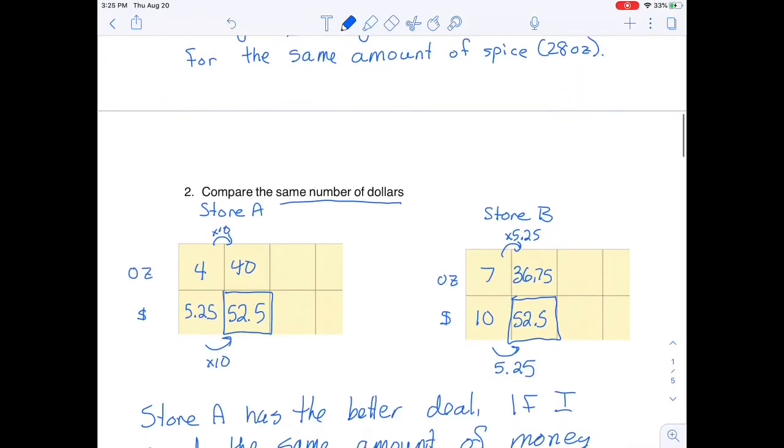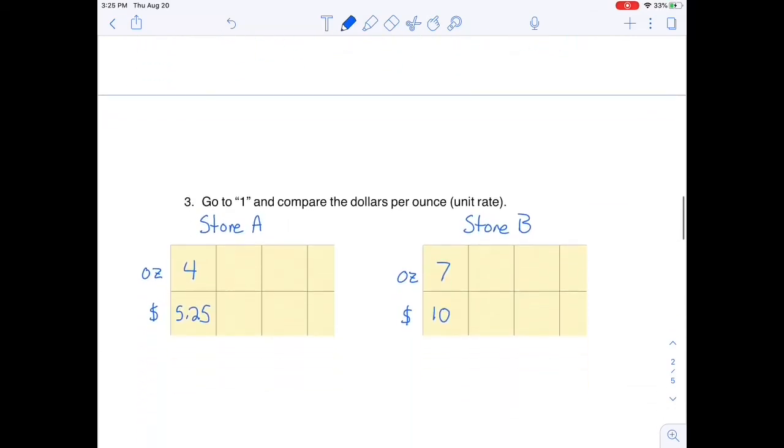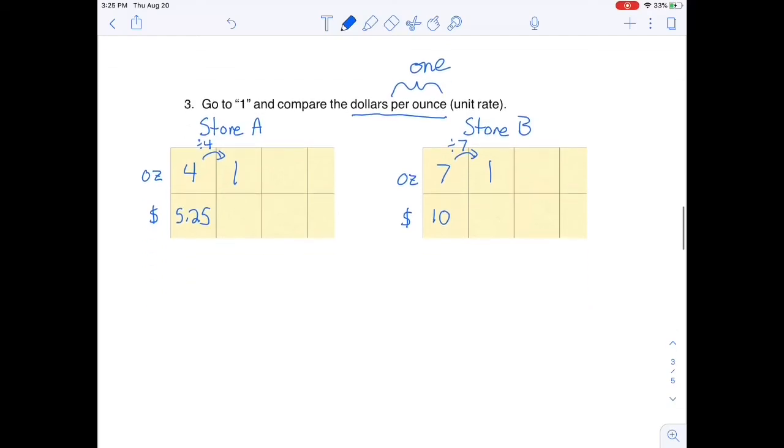Another strategy, same idea, different common value, is to go through 1. And here we're working with unit rates when we choose our common value to be 1. If we wanted to know dollars per ounce, we're really saying dollars per 1 ounce, right here. And I go through the same process. To get from 4 to 1, I'm going to divide by 4. To get from 7 to 1, I'm going to divide by 7. So let's go ahead and do these computations.